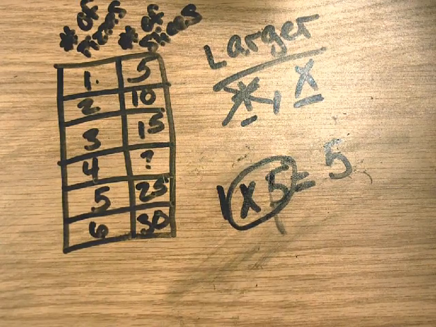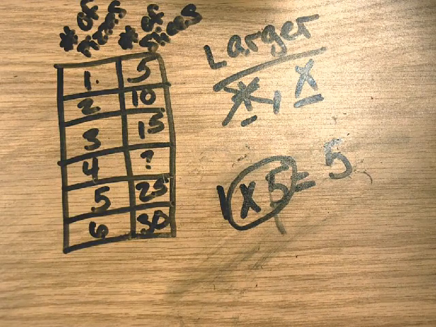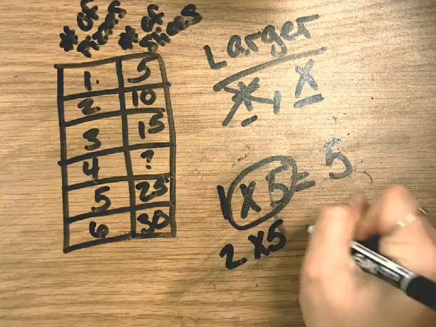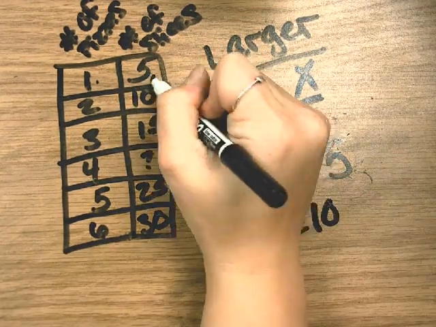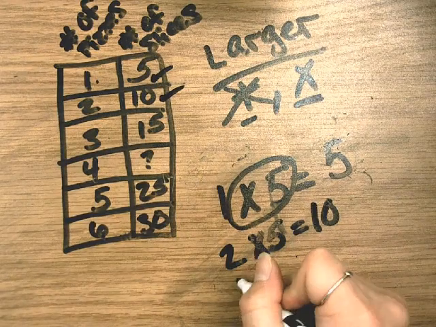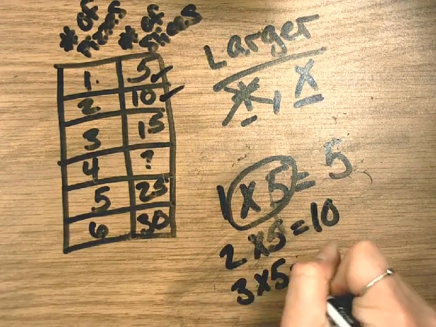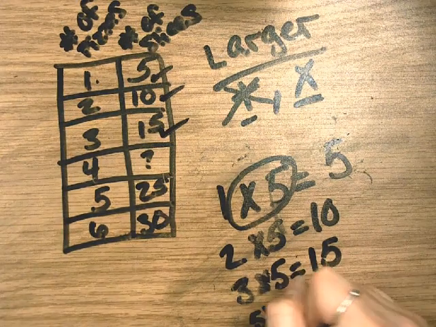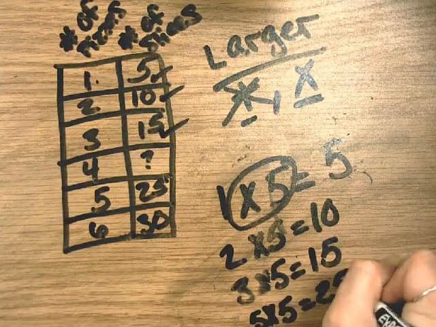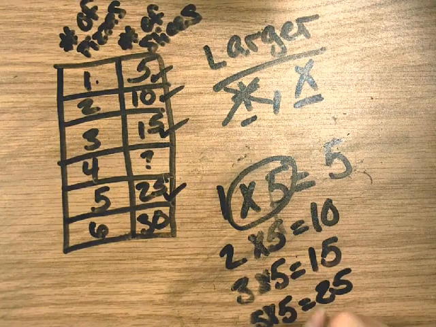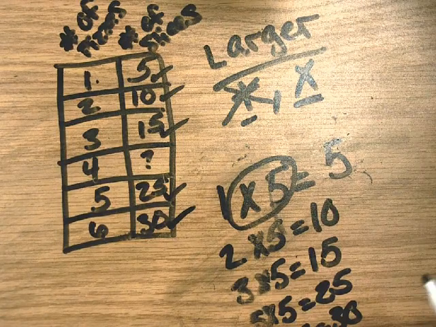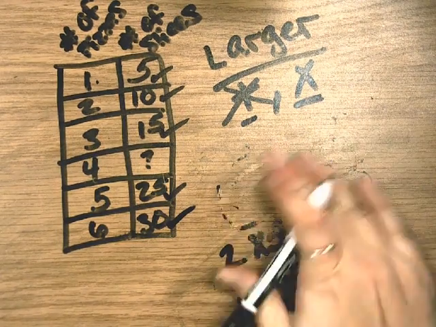So now I need to check all my other table inputs and outputs to see if the rule really is times 5. So then 2 times 5 would equal 10. So right now that's true. I've got to keep checking the rest of it. 3 times 5 would equal 15. That's true. 5 times 5 would equal 25. So that's true. And 6 times 5 would equal 30. So that's also true. So now we know that the rule is times 5.